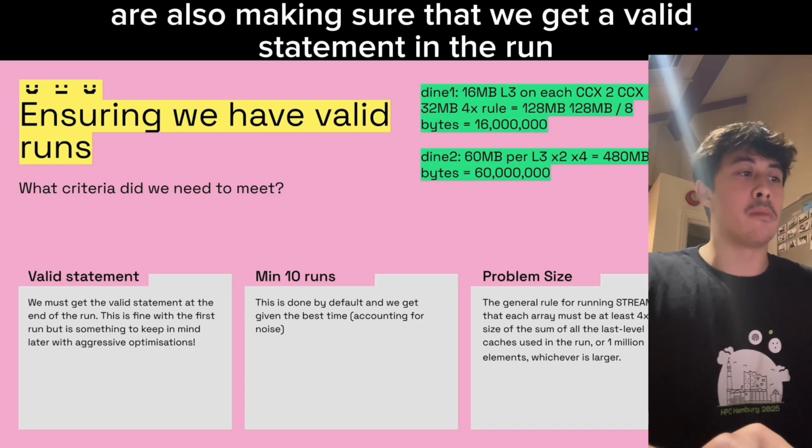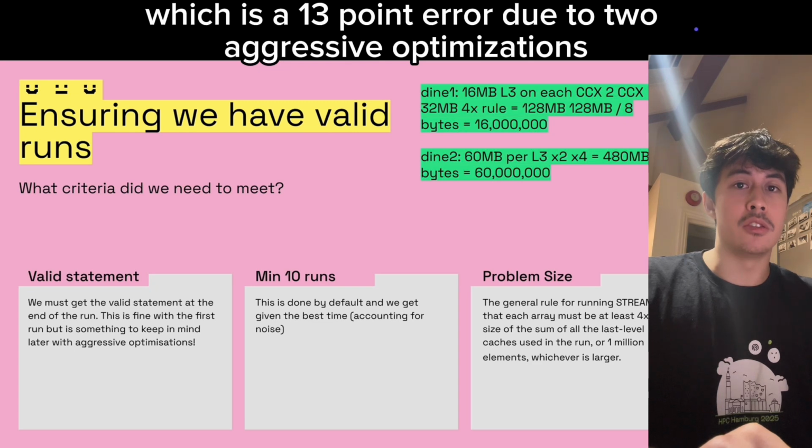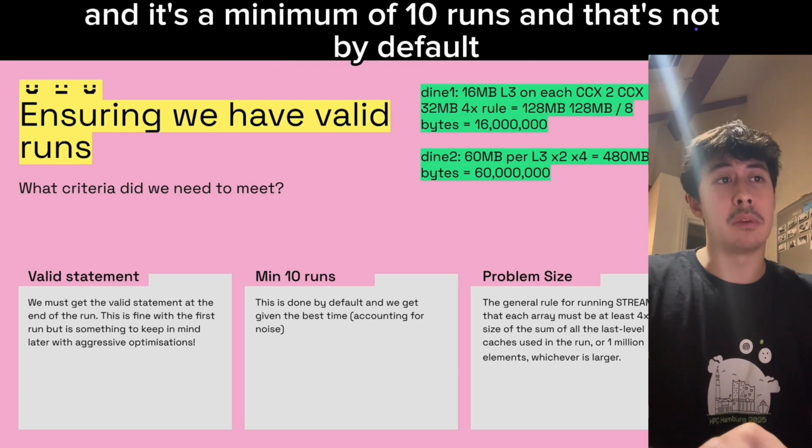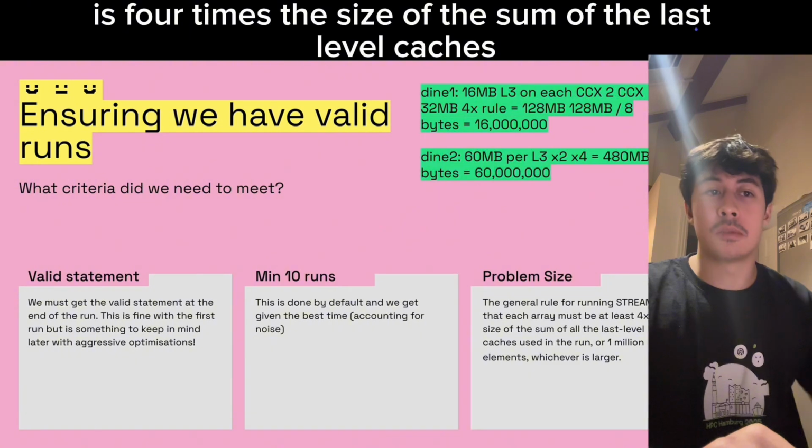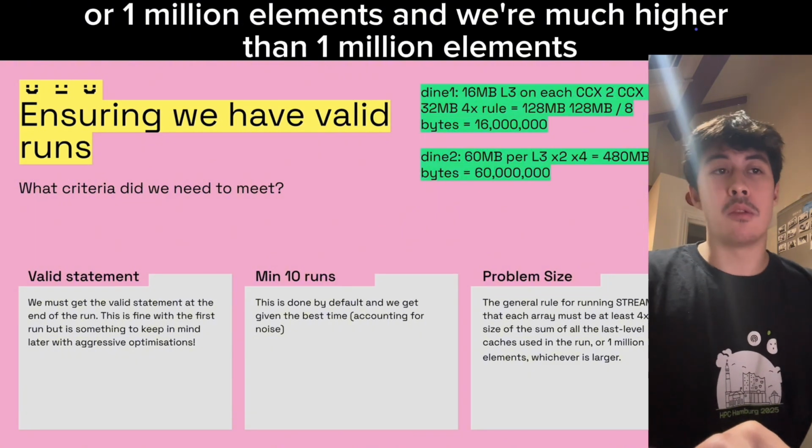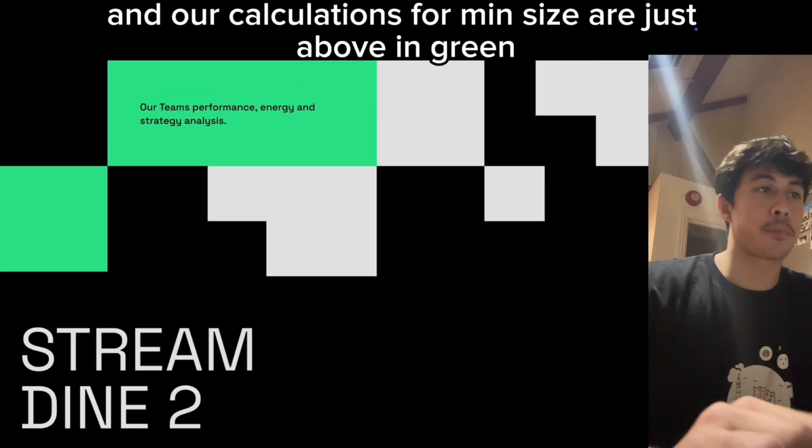Amongst other rules, the important ones for us were making sure that we get the valid statement at the end of the run, that we didn't have a floating point error due to too aggressive optimizations. There needs to be a minimum of 10 runs, and that's done by default. And the general rule for the problem size is 4 times the size of the sum of the last level caches, or 1 million elements, and we're much higher than 1 million elements. And our calculations for the min size are just above in green.